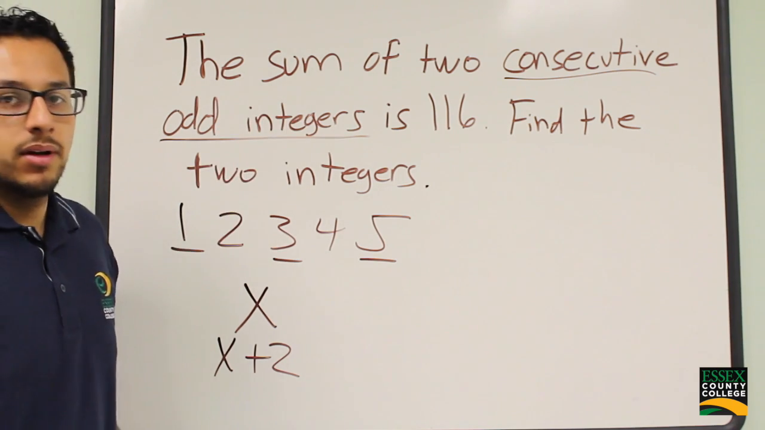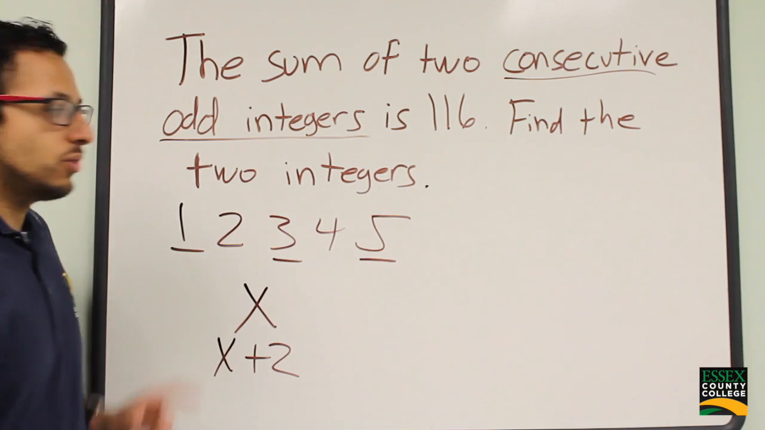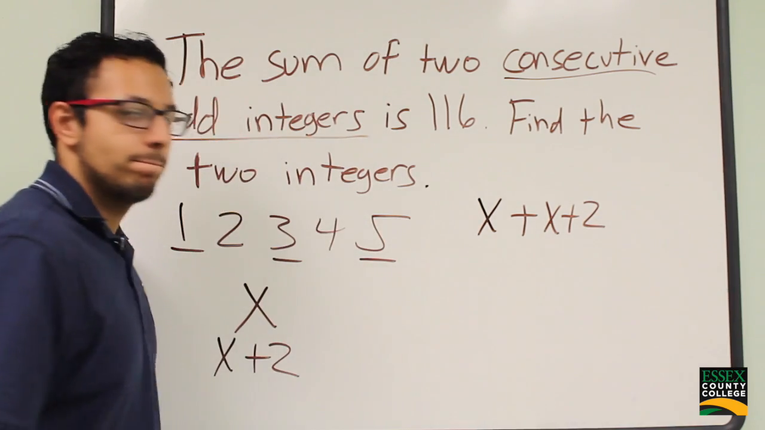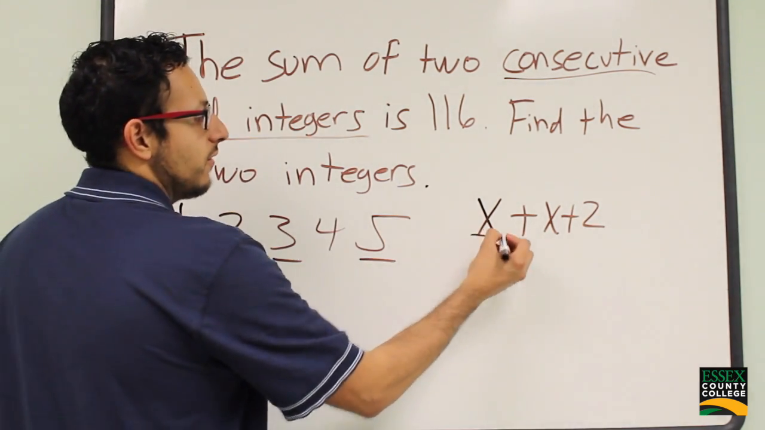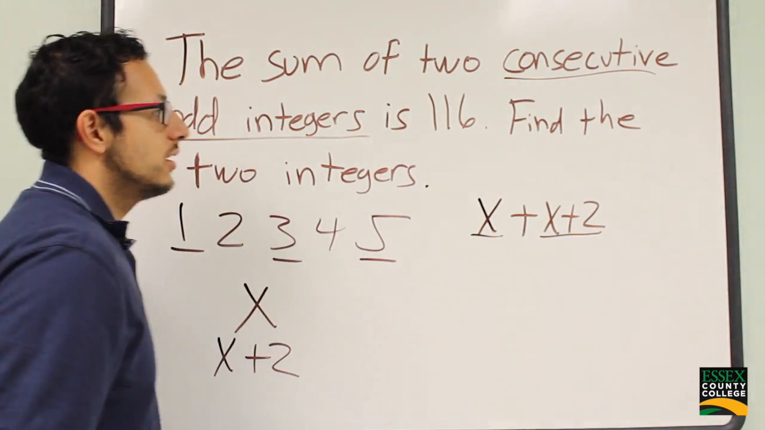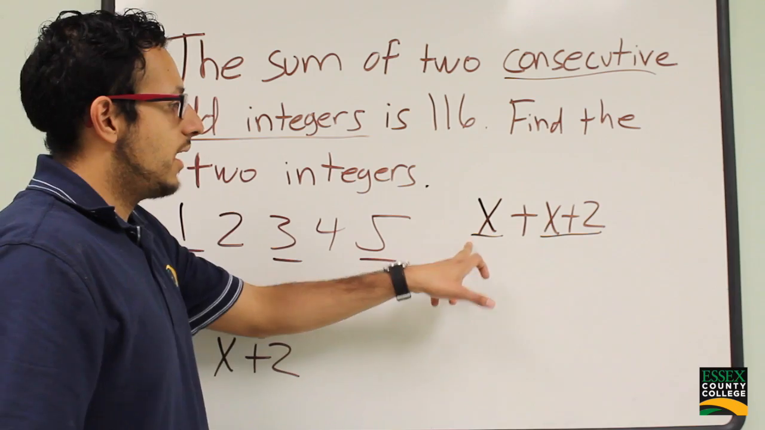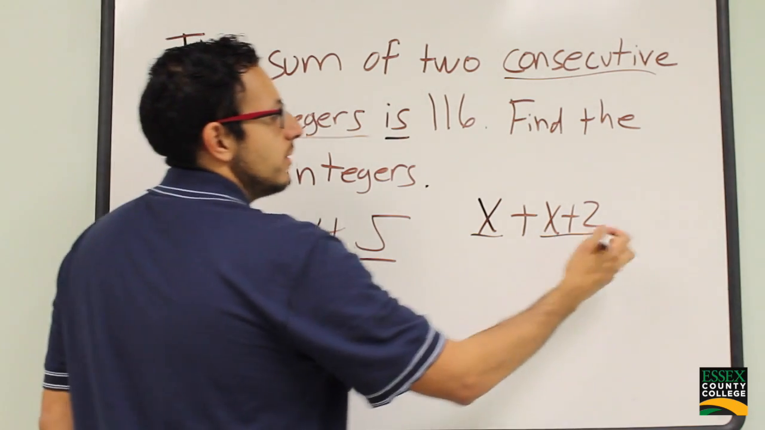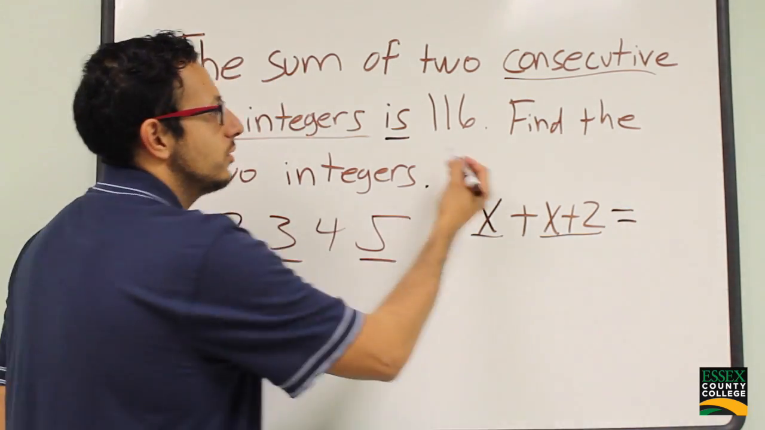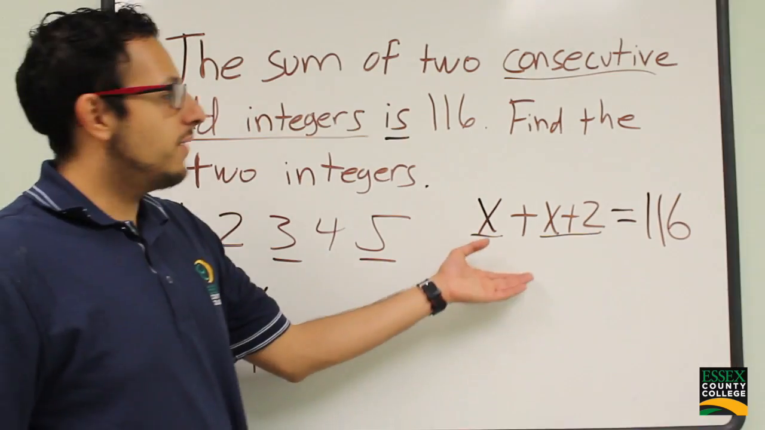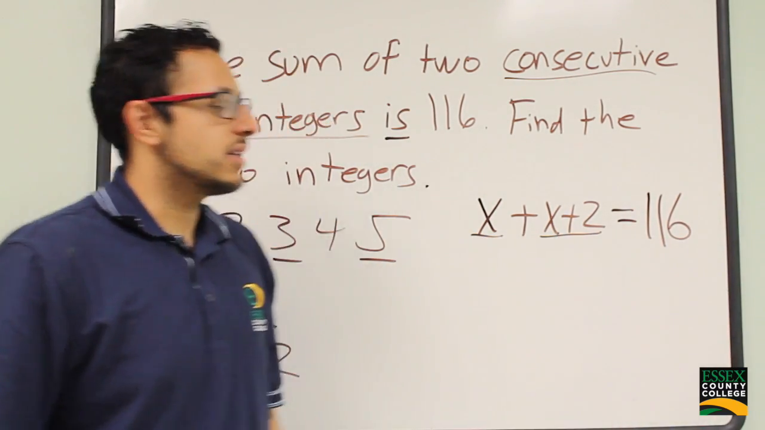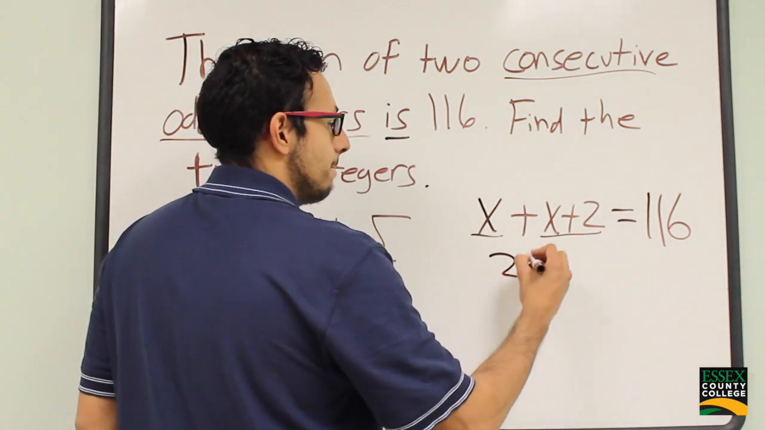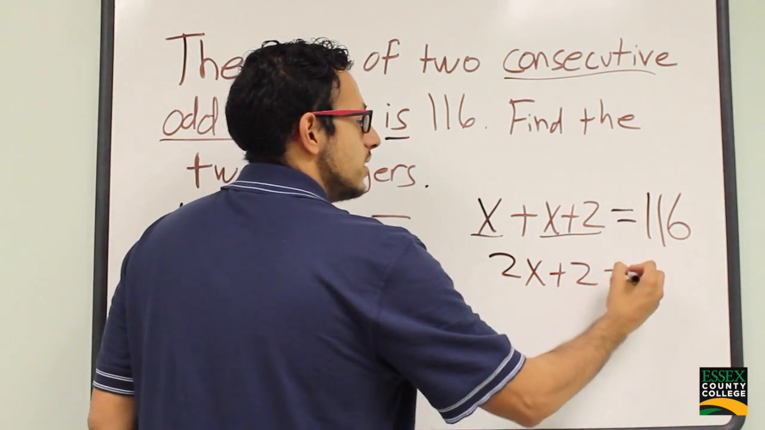So when they say the sum of two consecutive odd integers, we're going to add these two. So it's going to be x plus x plus 2. This is going to be our first integer, and this is going to be our second integer. And they say the sum, so that's why we're adding x and x plus 2. The keyword is "is," so this sum equals 116. So we have the equation x plus x plus 2 is equal to 116. We're going to solve for x. So x plus x is 2x, and we're left with plus 2 is equal to 116.